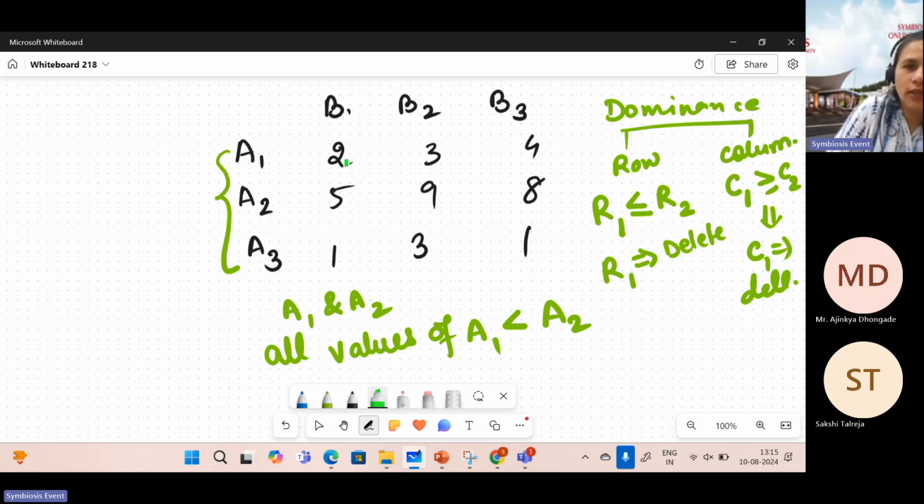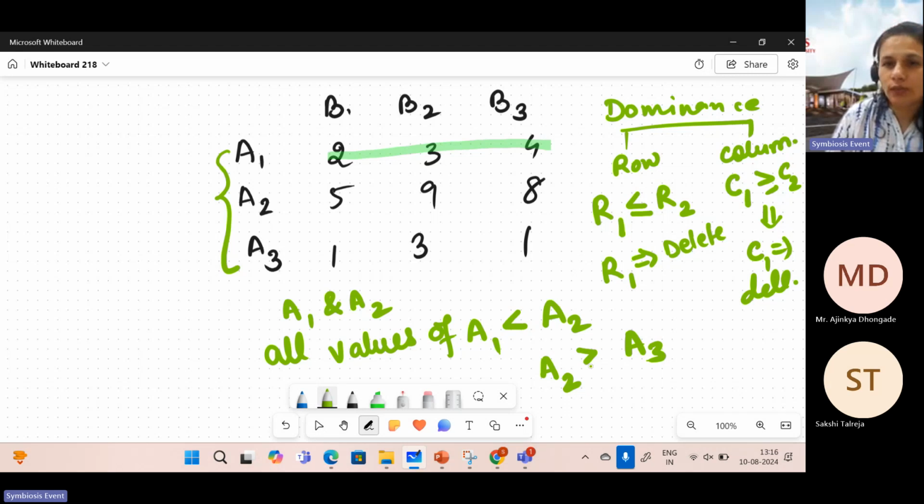I am going to eliminate 2, 3 and 4. Done. If I again compare, 5 is greater than 1, 9 is greater than 3, 8 is greater than 1. So if I compare A2 with my A3, I am observing that all the values of my A2 are greater than A3. So which one will I eliminate? Whatsoever is the smaller. So smaller is with A3. Done. Now I am left with only one row, that is with 5, 9 and 8.